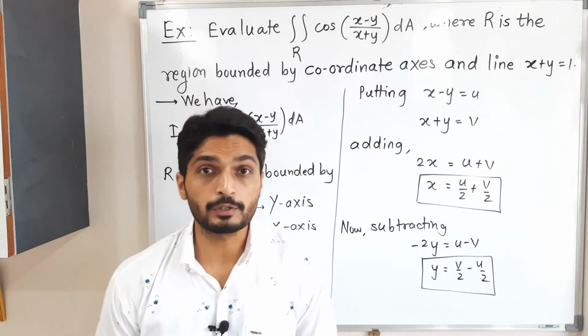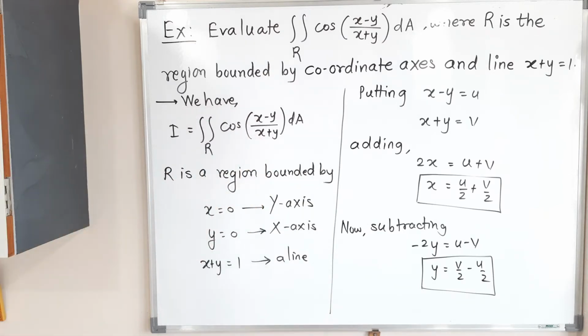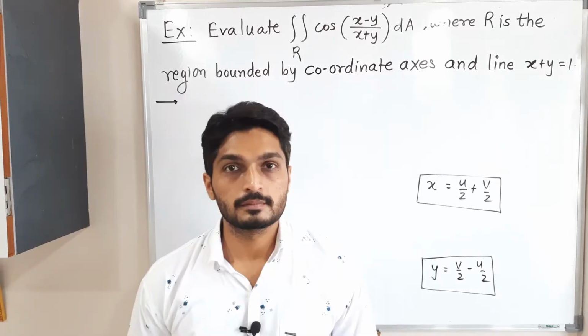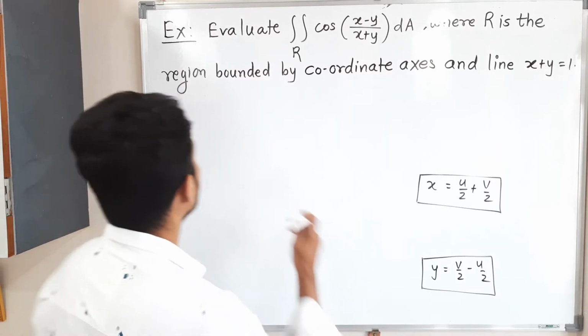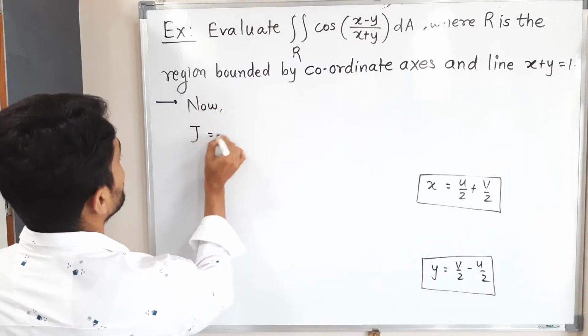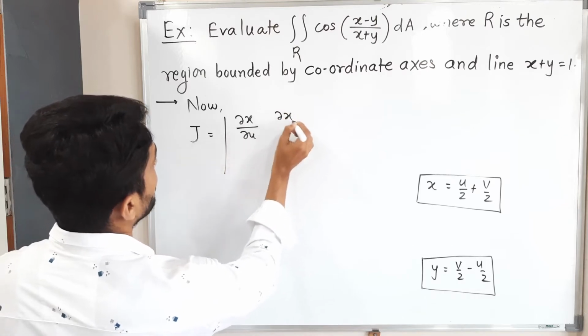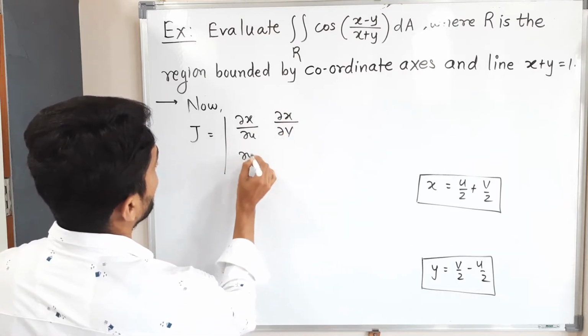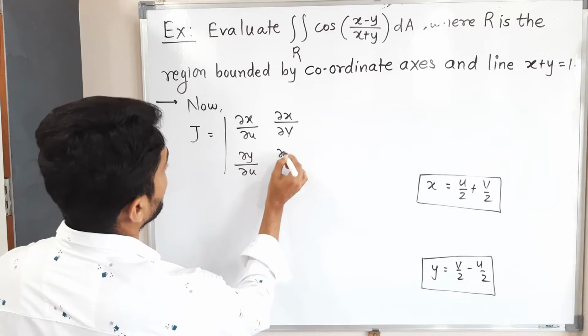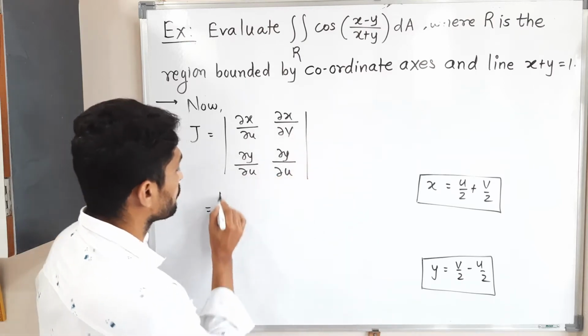After that, we are going to find the Jacobian, but there is no more space to write, so I suggest making a screenshot of it. So let us find the Jacobian now. J is equal to the determinant of del x by del u, del x by del v, del y by del u, and del y by del v. So let us find its value.